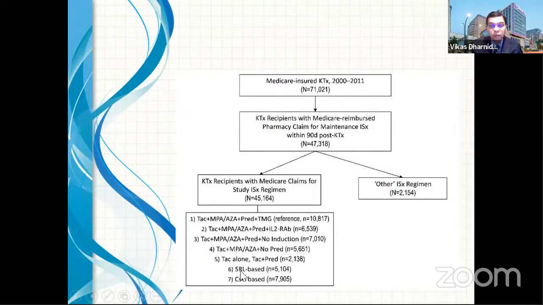If they were on sirolimus-based immunosuppression at that time, they were lumped into another group. Everolimus was hardly used during that time period. And then sequentially going upwards, we had these other regimens of tacrolimus, mycophenolate, prednisone, induction types or no induction. And we utilized tacrolimus and any mycophenolate or azathioprine plus prednisone plus thymoglobulin as our reference regimen, which as you can see was the most commonly used in our country at the time.